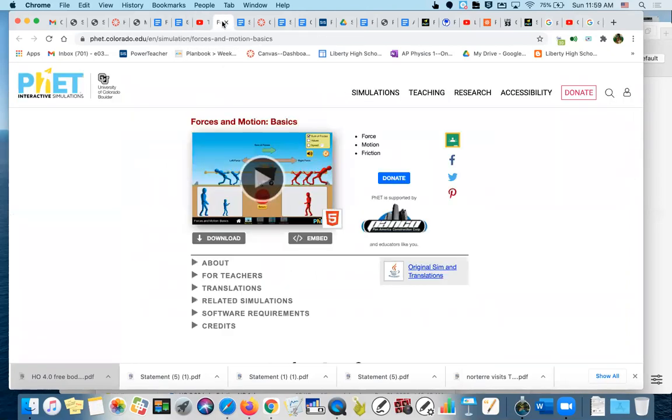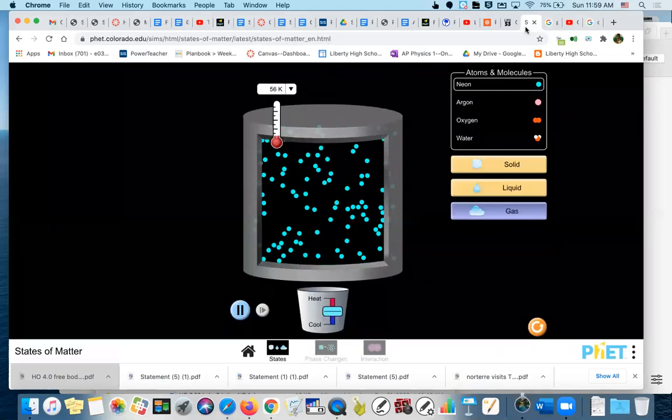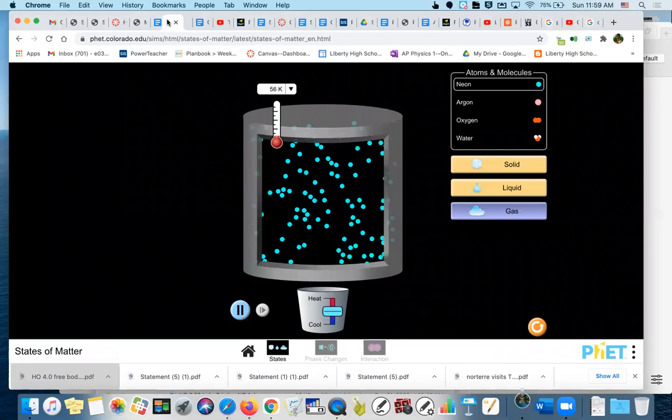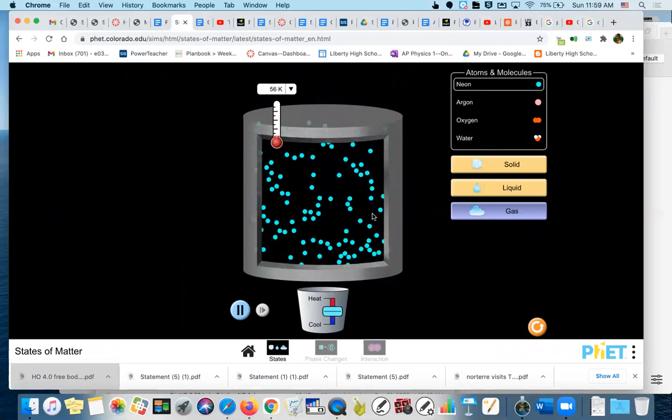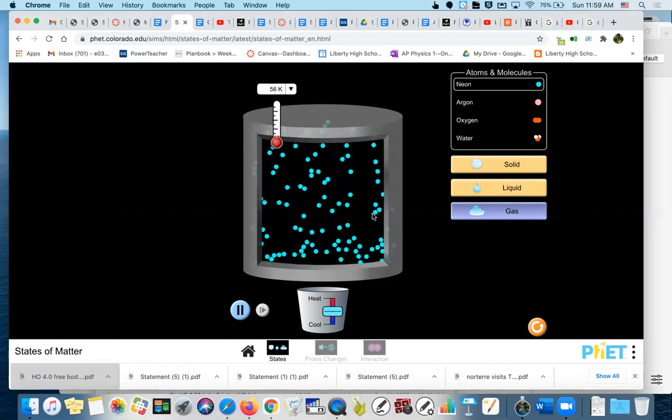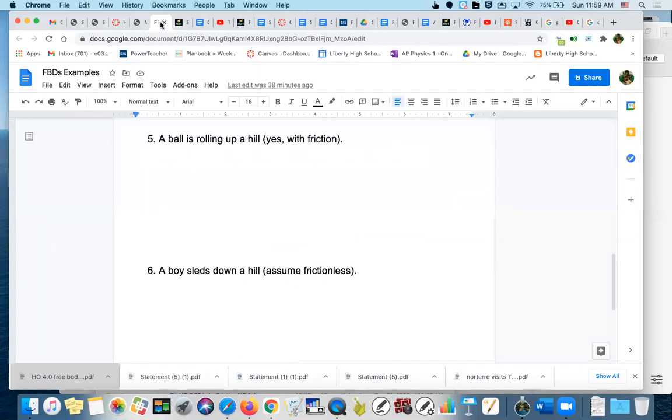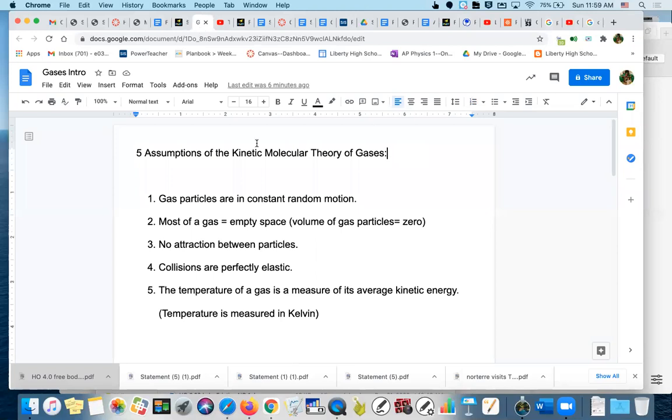And again, if you go back to our visual, I'm going to move this over by my notes. They're in constant random motion. They just move in a straight line until bang, they hit something. So that is one of the assumptions that we make: gas particles are in constant random motion. The other thing we assume about gas is that most of a gas is empty space.